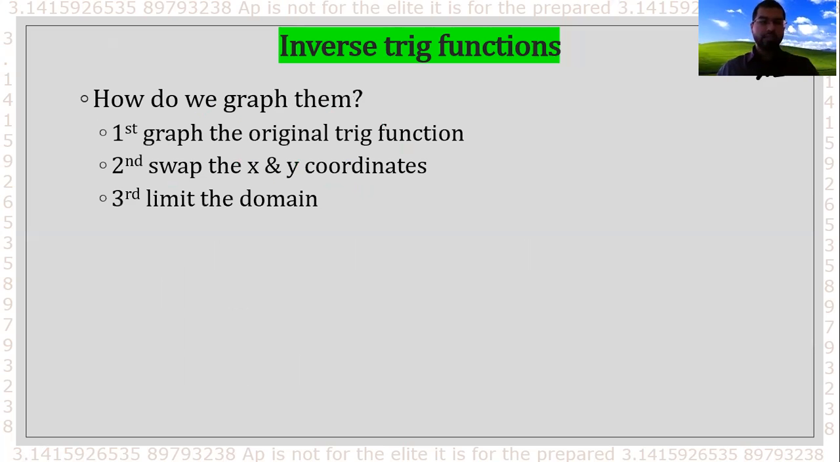The same thing occurs. We're going to graph the original function. So let's say we're doing sine: we'll graph sine, then swap the x and y coordinates, and then we will limit the domain. I'm going to talk about that in a little bit. So pause the video and give these a try.